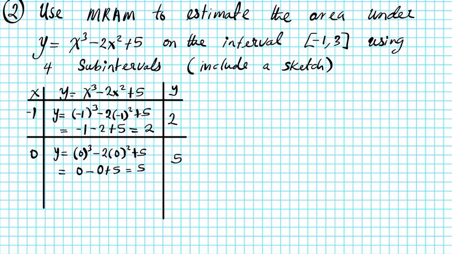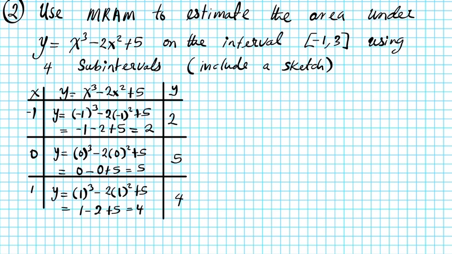Next one is this, let's plug in 1 and see what our output is going to be. So if I plug in 1, output is going to be y equals 1 to the third minus 2 times 1 squared plus 5. 1 to the third is 1. 1 squared is 1 times 2 is 2, plus 5. So this is negative 1 plus 5 is 4. The output here is 4.